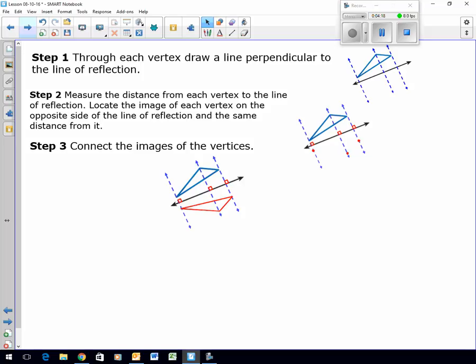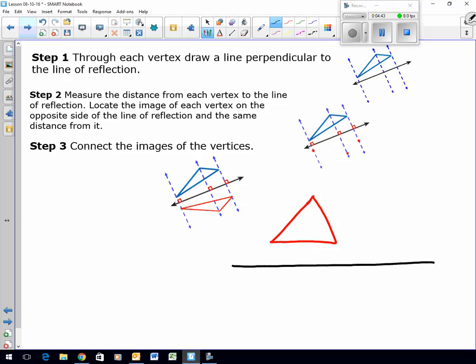Okay? Step 2, obviously, is the difficult one. Measure the distance from each vertex to the line of reflection. Rotate the image of each vertex on the opposite side of the line of reflection and the same distance from it. Right? If I had this little triangle here, here was my line of reflection. I would take the distance from each vertex to that line of reflection. So if this was, I'm just going to make it up here, 3, 3, and 6. Correct? Y'all with me so far?